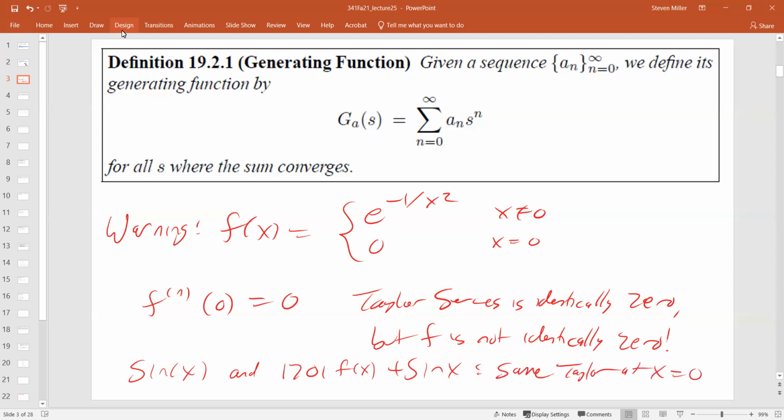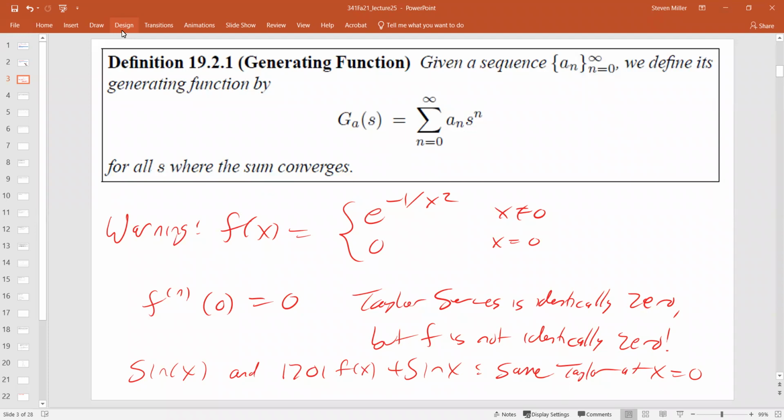That sucks, right? You would hope that if I know the Taylor series, I know the function, especially if the Taylor series converges for all values of x. Well, here's a situation where the Taylor series converges for all values of x, and it could be sine of x, it could be 1701 f of x plus sine of x. It could be so many different things.